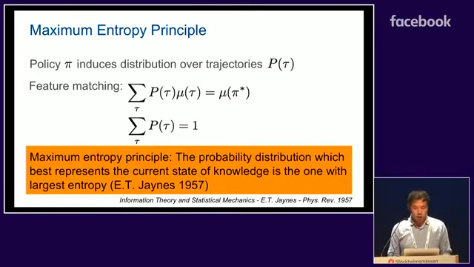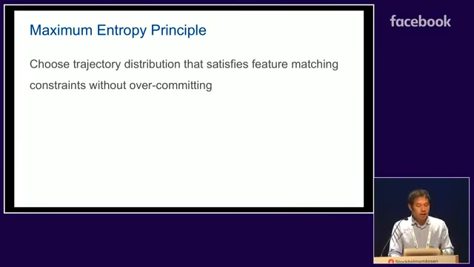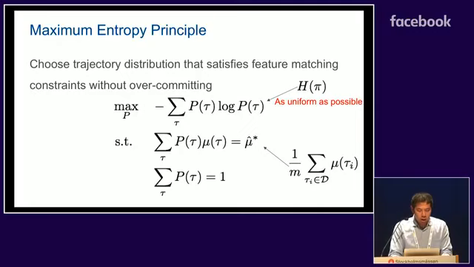And the maximum entropy principle, as discussed by Jaynes in 1957, states that we should choose the one with the largest entropy. To state it another way, we should pick the one that explains the data without overcommitting. So we could essentially express this principle as a constrained optimization problem, where the first constraint here in practice is just an empirical average of the expert feature coming from the demonstrations, right? Because we don't have access to the true expert feature mu star.